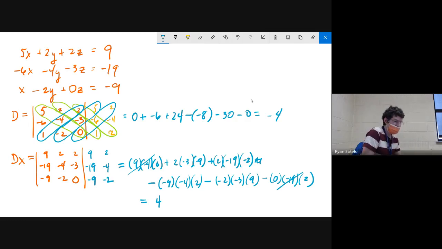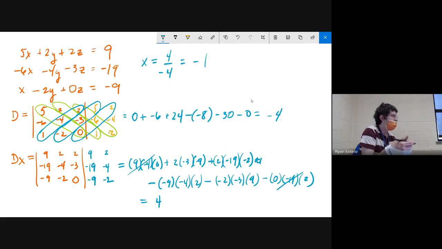So I now know that x should be 4 over negative 4, which is negative 1. So it's much more spelled out, but this method does work on 3 variable equations as well as 2. So you can now solve for 3 variables, which you haven't been able to before, with this method. Any questions so far? This seem okay?